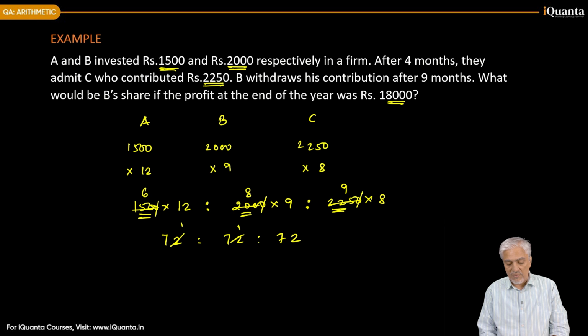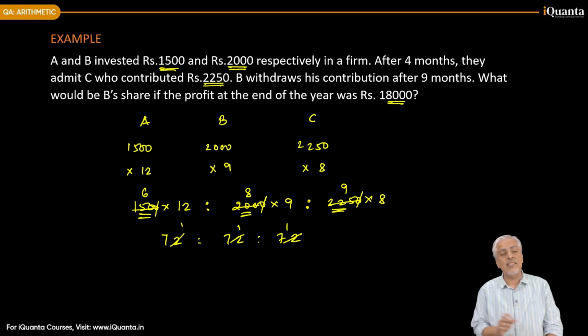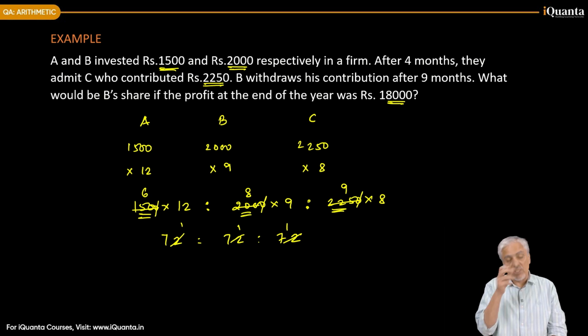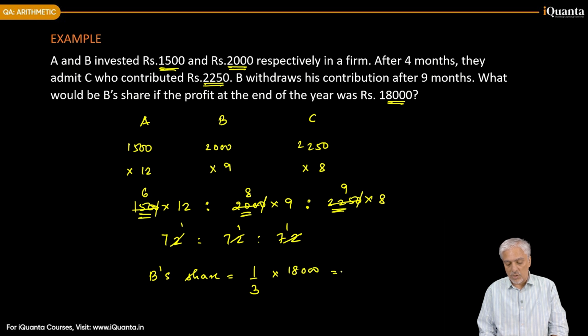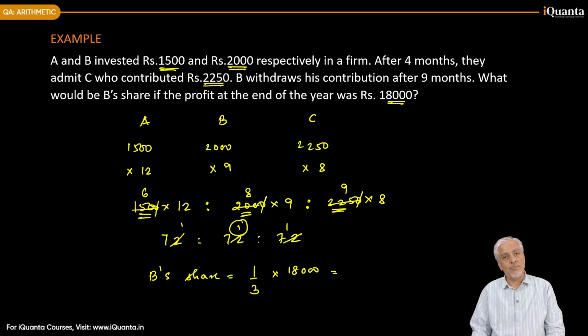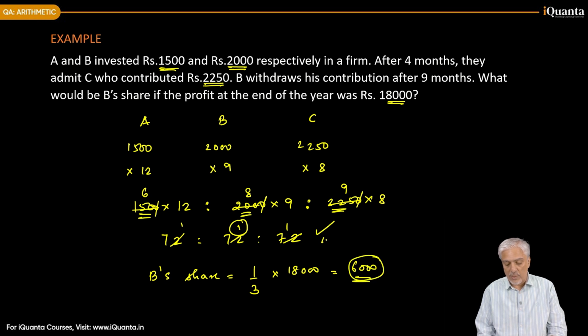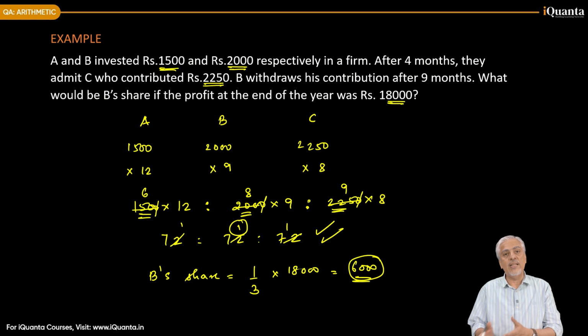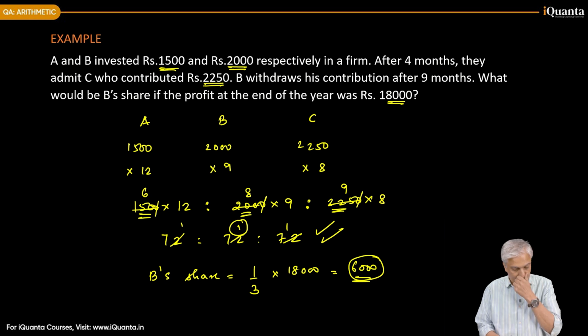So actually, even though they were all at different time periods in the business, because the investment was in such a ratio, everything came out to be 1:1:1. That means what does B's share become? The way we have learned in ratio proportion, B's share will be 1/3 of the total profit, which is 18,000 rupees. So B, because 1 out of 1 plus 1 plus 1, which is 6,000 rupees. Now understand this 1:1:1 was just a coincidence. It is not necessary that every time it will come the same.